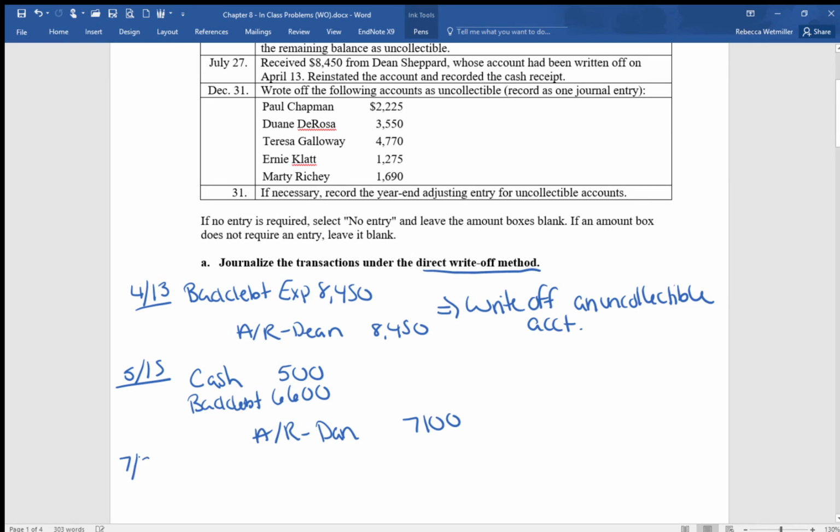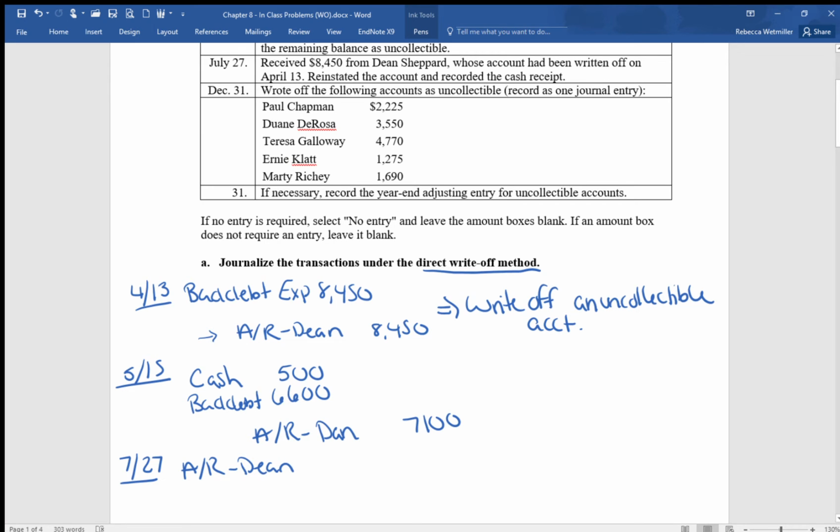Okay, the next one, July 27th. We received $84.50 from Dean Shepard, whose account had been written off on April 13th. So we need to reinstate the account and record the cash receipt. So the first thing we need to do is reinstate the account. So that means we need to put the receivable back on the books. So on 4/13 up here, we see we wrote it off by crediting it, so that decreased the balance. So we're going to increase the balance by debiting it.